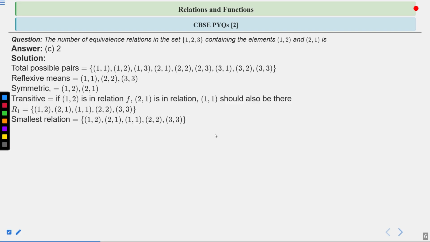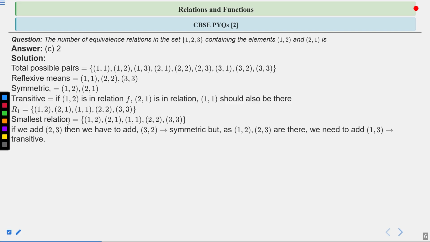Let us define another relation. Now suppose we add (2,3) in this relation. Then for the relation to become symmetric, we must add (3,2). If we are adding (2,3), then (3,2) must be added. Got it? But (1,2) and (2,3) are there, right? If we add (2,3), then (1,2) was already there. Now for this to become transitive, (1,2) is there, (2,3) is there, then (1,3) must be there, right? So we need to add (1,3).